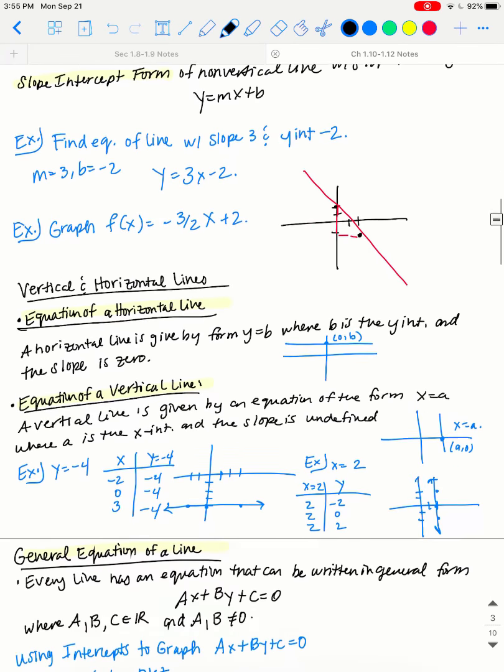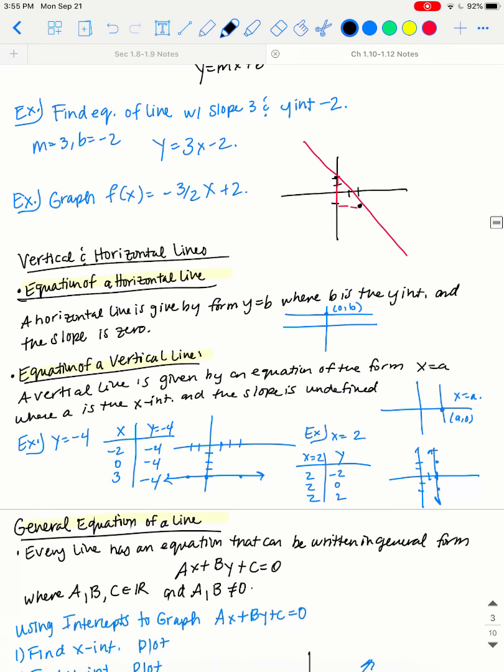So an example is this. We're going to find an equation of the line with slope 3 and y-intercept -2. So our m is 3 and then our b is -2, and we just plug those in. So y equals 3x minus 2.